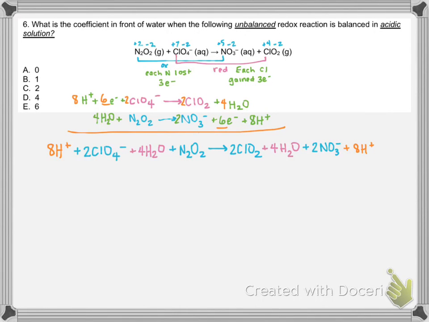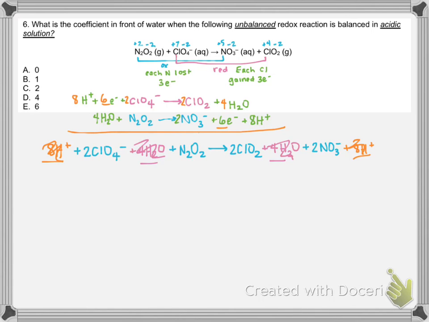So now we have our overall reaction. But now we need to make sure that we simplify it down because we have water and protons on both sides of the equation. And so if we look at our protons here in orange, we're going to have to cancel some of them out. And it works out that we have the same amount on both sides, so we're just going to cancel them out. And when we look at our waters, we have the same number on both sides, so we're just going to cancel those out.